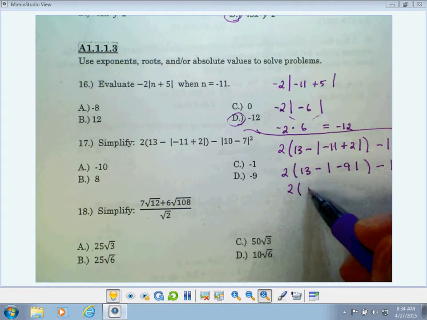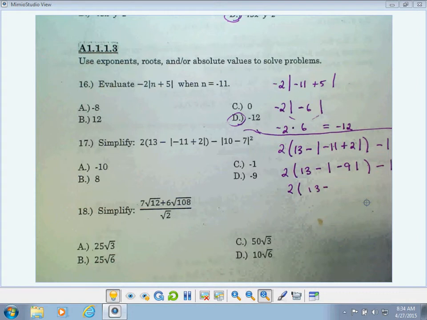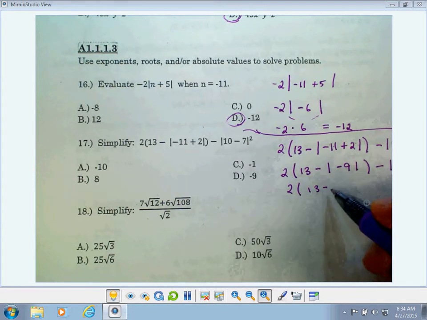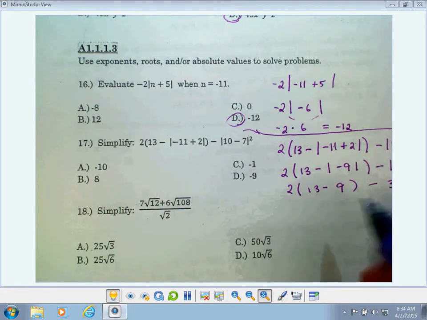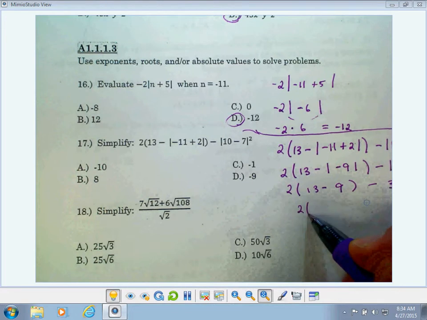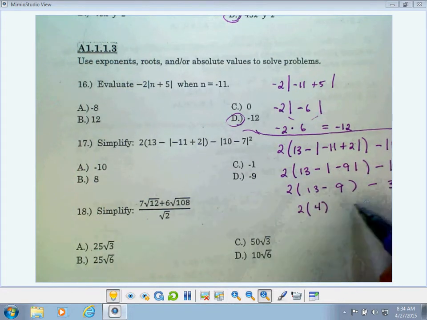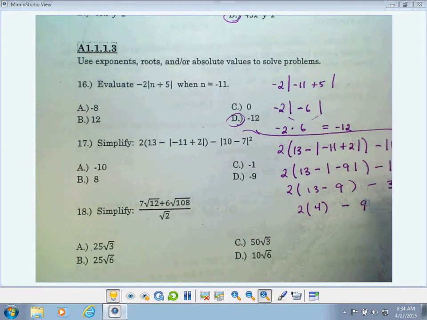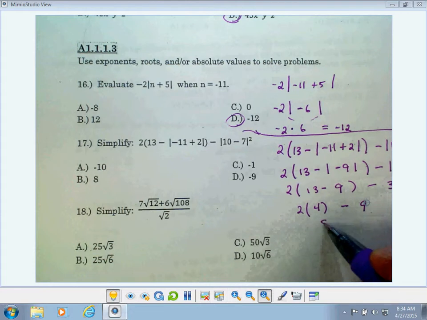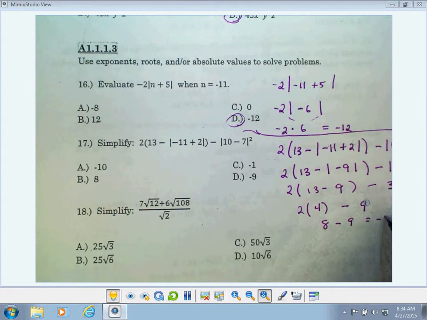So 13 minus, okay, the absolute value of -9 is +9. So this is 13 minus +9. And then here, the absolute value of 3 is just 3. So it would be 3 squared. Okay, so then we have 2 times 13 minus 9, which is 4, minus, okay, 3 squared. Remember, you wouldn't take the minus sign with the 3, right? It wasn't in parentheses, so it's just 3 squared. So we have a minus, and then 3 squared is 9. So finally what I have is 8 minus 9, which is -1.